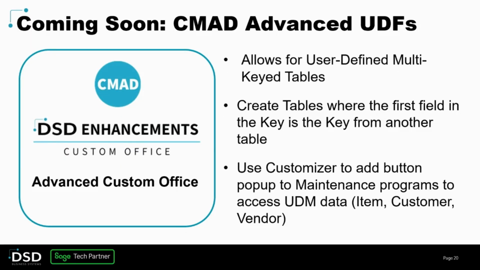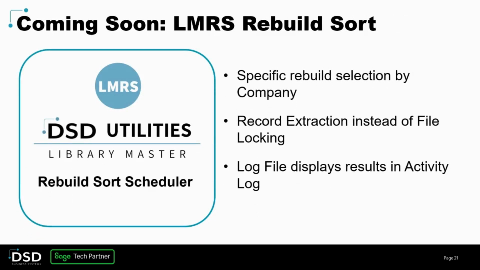Coming soon is our advanced custom office. This allows for defining of user-defined multi-key tables. So currently in Sage 100, you only have the ability of doing single key files as user-defined tables. With this enhancement, you can create a user-defined table, what we call a multi-key table, where you can have that file linked off another Sage 100 file. You can then maintain that data and then use Customizer in certain places to add a pop-up to maintain that data. We're excited about this new enhancement.